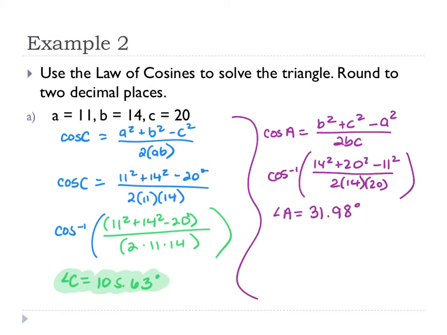31.98 degrees. And again, with extra time, you can check it with law of sines. It may not be exactly the same because we'll have to round for law of sines, but it should be pretty darn close. And then my last angle is angle B, which is 180 minus 105.63 minus 31.98, or it can be done with law of cosines to again check your answers. Just don't waste all that time until you get to the end and know you have extra time.